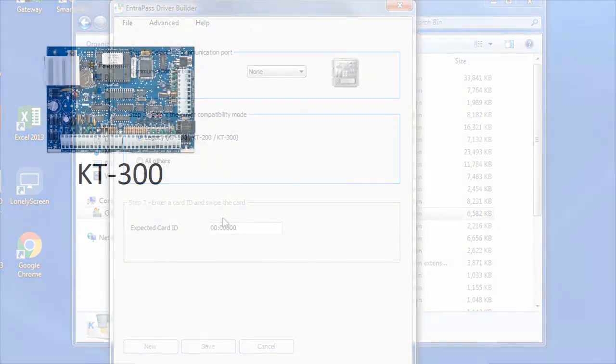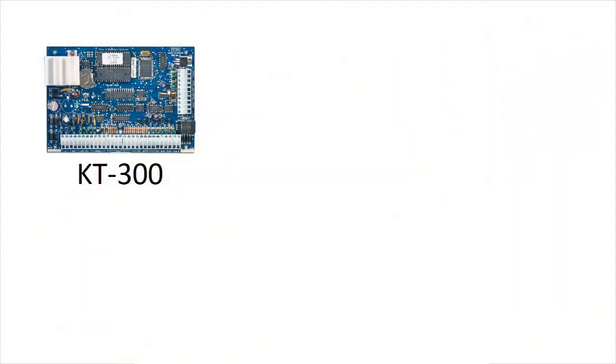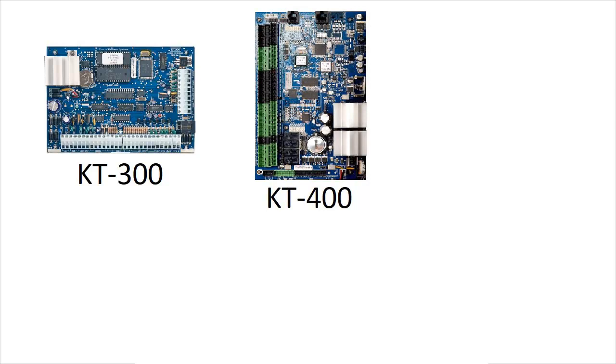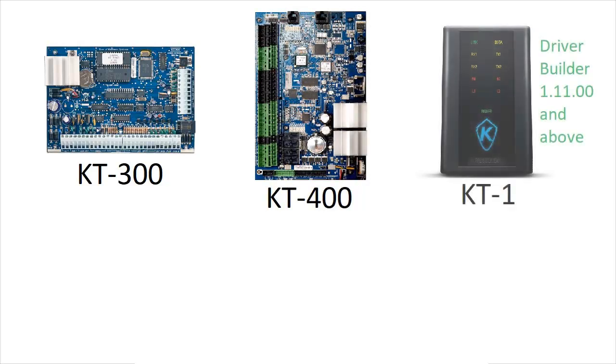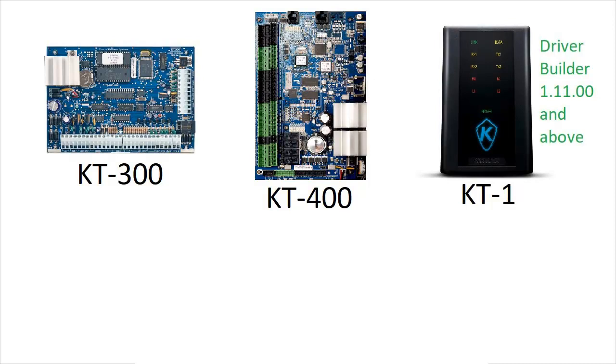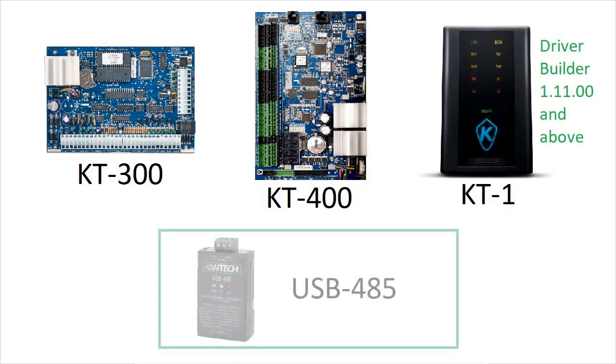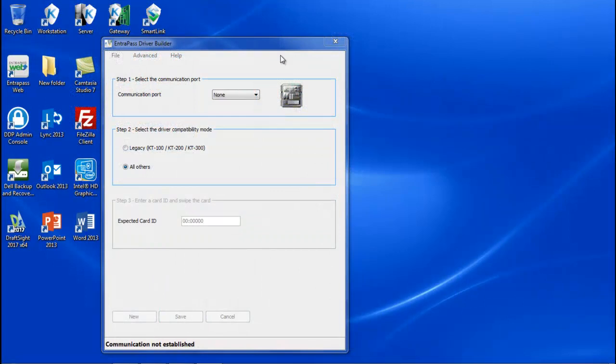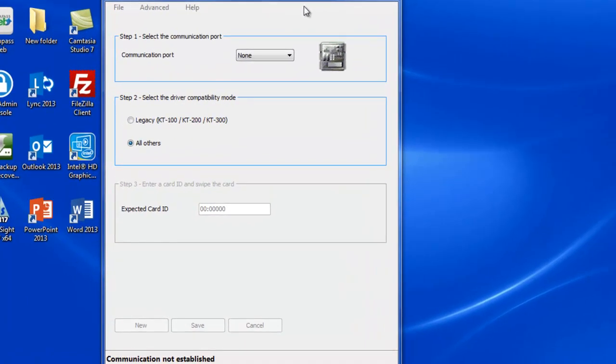You will need one KT300, KT400, or KT1 with Driver Builder version 1.11 and above, all communicating by USB 45. You cannot use IP communication for this. Make sure your gateway isn't running. You don't have to enter a serial number for communication to start.